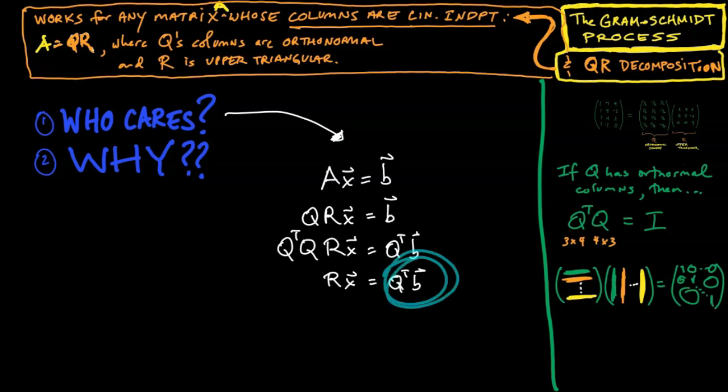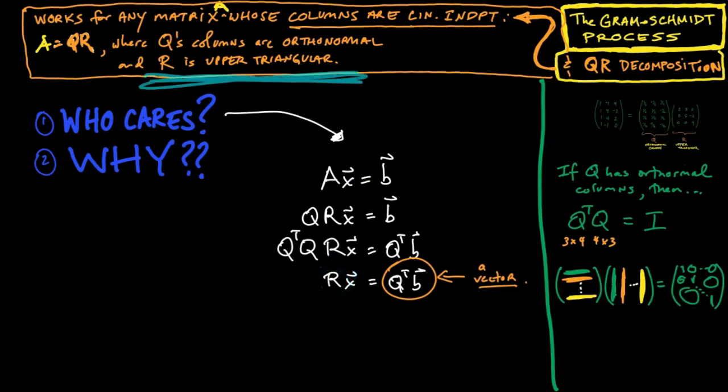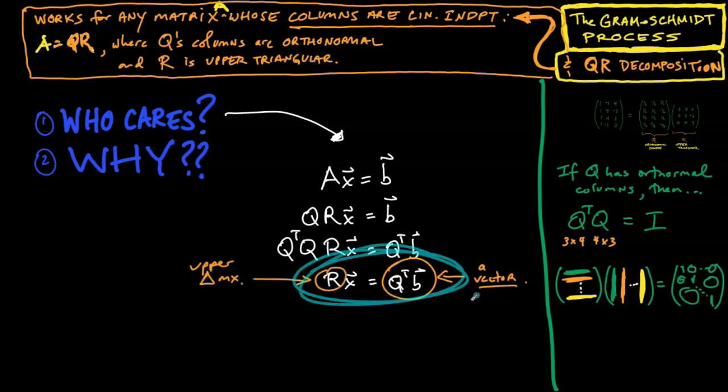First, Q transpose B is still just a vector, some specific vector, just like B, the original right-hand side, was just some specific vector. But Rx on the left-hand side is a lot nicer to work with than Ax, the original left-hand side, because R has a very specific meaning in this context. R is going to be an upper triangular matrix. So we still have something of the form, basically, Ax equals B, which means that we can solve this by rewriting it as an augmented matrix.